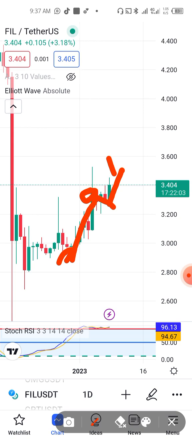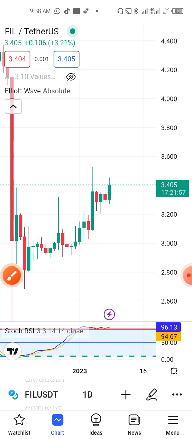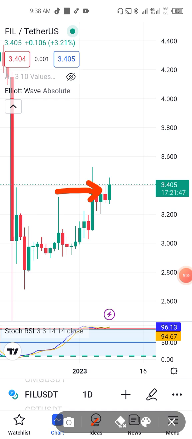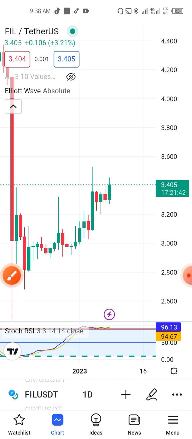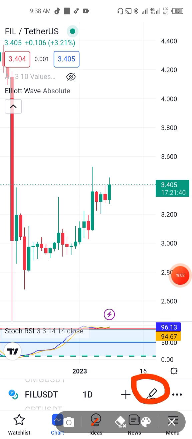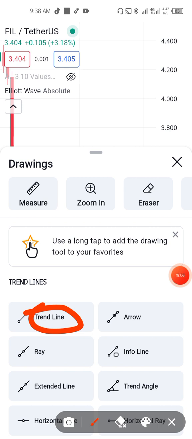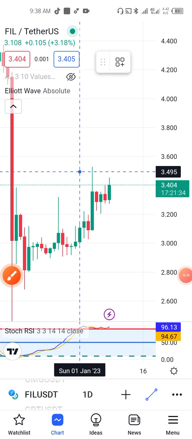And then you can see this green here also tried to close at the same level. So what you're going to do is draw a horizontal line to cut that very point, and we are going to see how the graph is going to react on that. To draw a line, you click on this pencil here, then you click on trend line. I click on that trend line, then you bring it to the body.